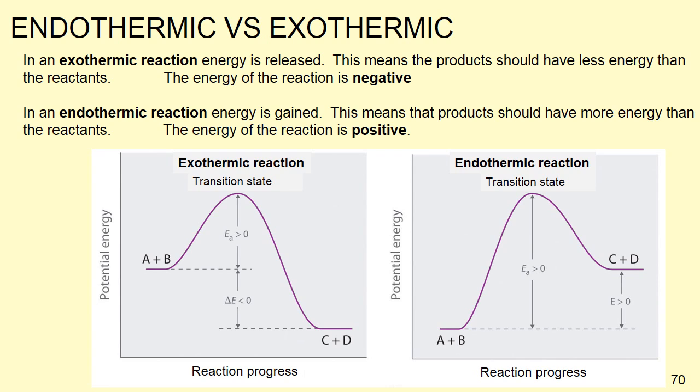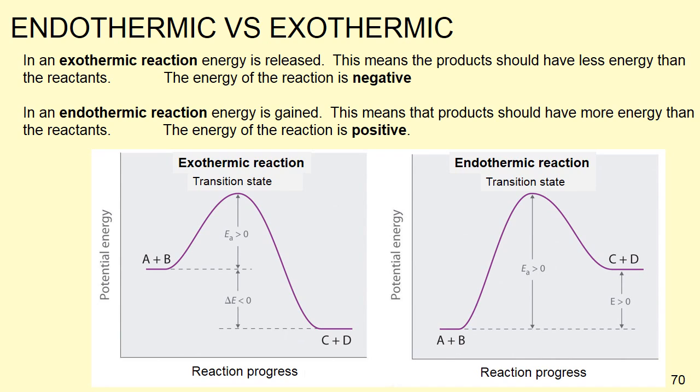This is an exothermic reaction because energy is given off. Energy has been released. So to go from A and B down to C and D, we go to a lower energy, which means energy had to be given off. That's exothermic. The energy of the reaction is negative because we're going down. So the delta E, or sometimes we also say delta H for heat of energy, is negative. So the one on the left is the exothermic reaction, where the products are at a lower energy than the reactants. The graph to the right is an endothermic reaction.